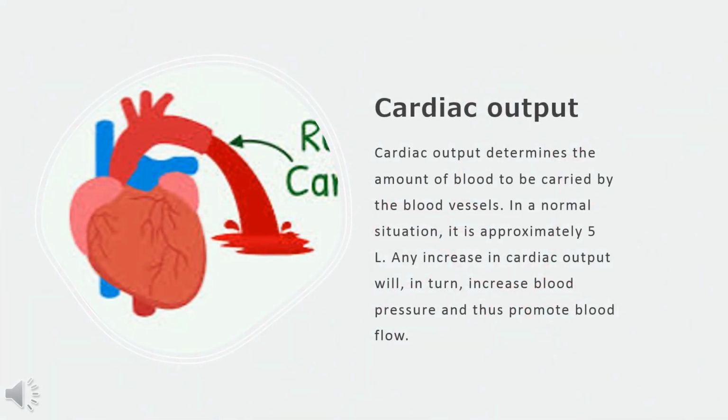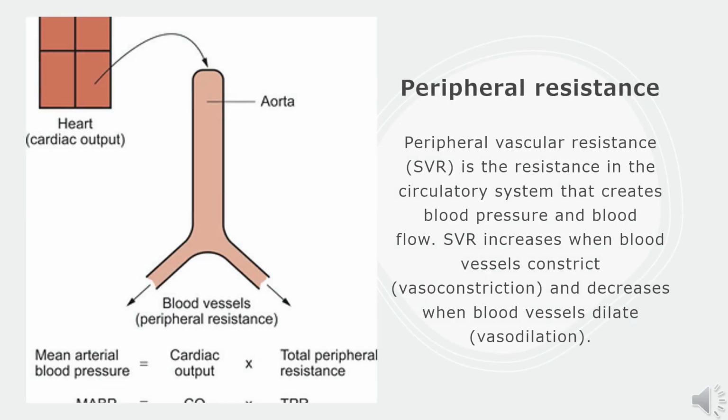Cardiac output determines the amount of blood to be carried by the blood vessels. In a normal situation, it is approximately 5 L. Any increase in cardiac output will, in turn, increase blood pressure and thus promote blood flow. Peripheral vascular resistance, SVR, is the resistance in the circulatory system that creates blood pressure and blood flow. SVR increases when blood vessels constrict, vasoconstriction, and decreases when blood vessels dilate, vasodilation.